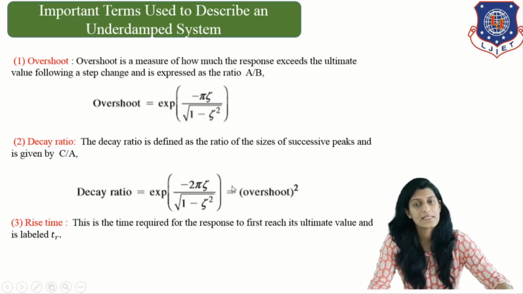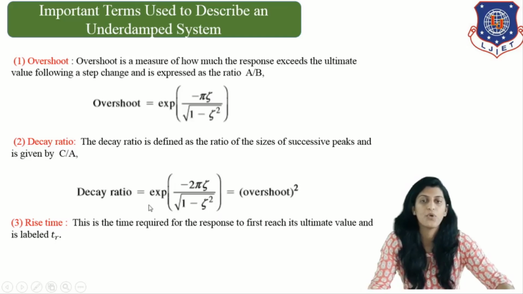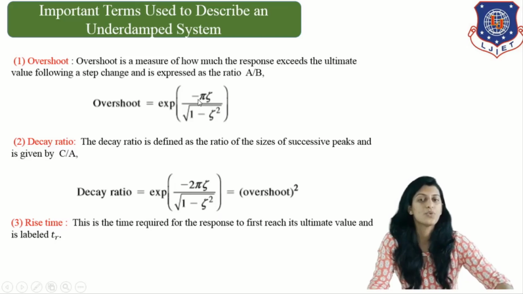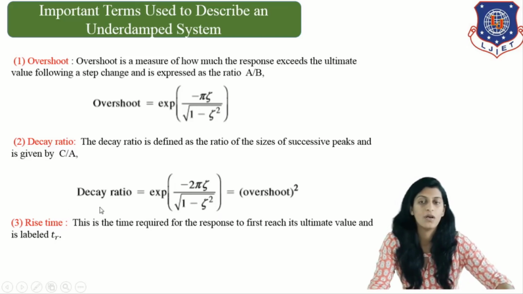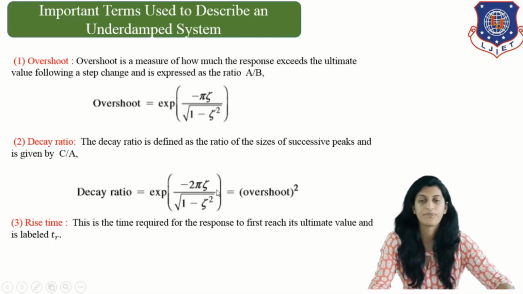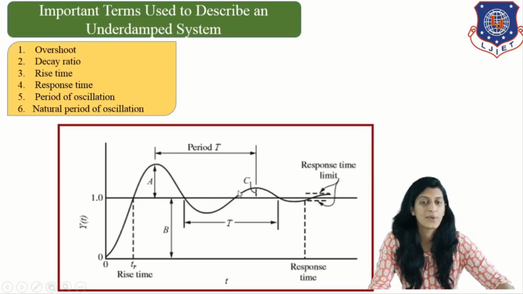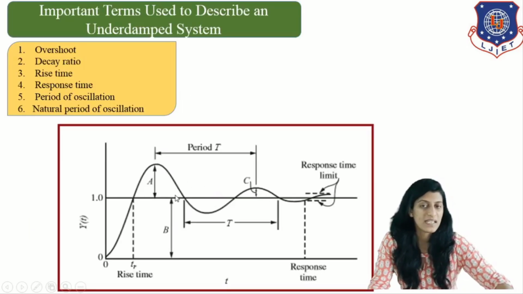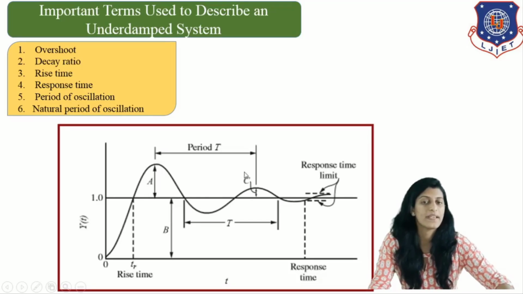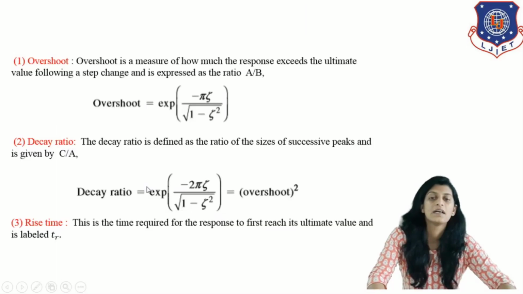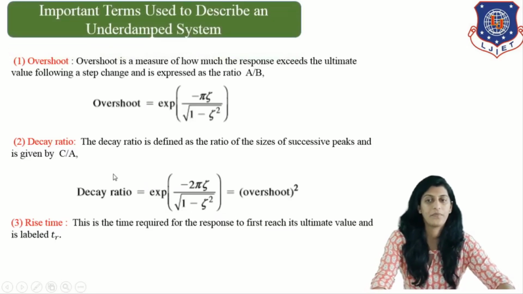Minus 2 pi zeta, that is, you just need to add a 2 here, right. If you see the formulas of overshoot and decay ratio, both are the same. The only difference is that you simply multiply by 2 here and you will get the value of decay ratio. In this graph, you can see the first peak is A and the second peak is C. So, the ratio of C by A is the decay ratio, right.